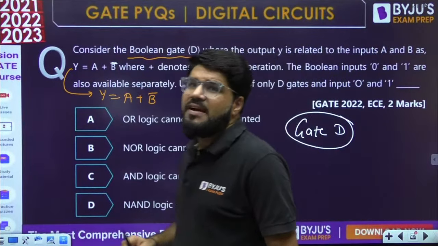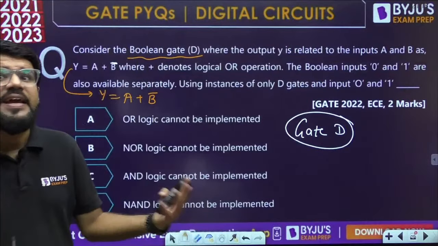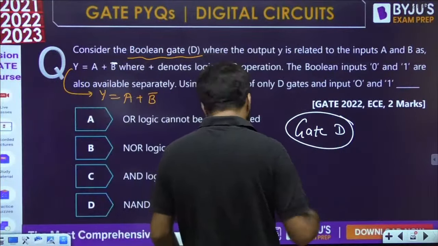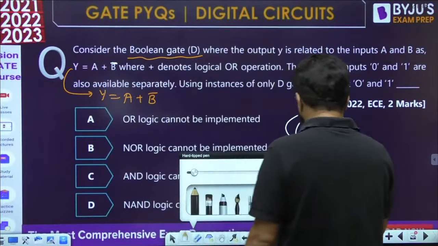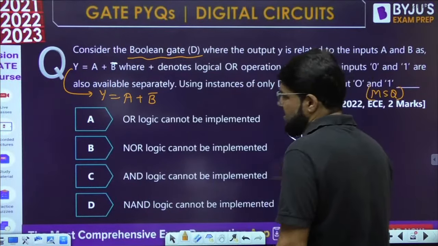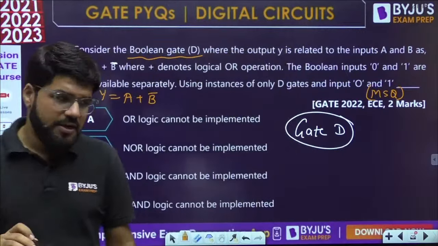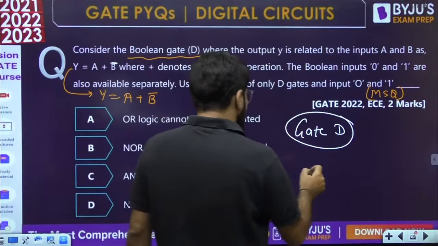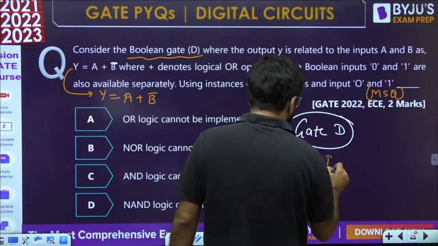Like we have NOR gate, OR gate, XOR gate, there is a gate D, a defined gate. 2022 EC, 2 marks. Let me also mention here, it is again missing, it is also an MSQ question. This one is also a multiple select question. What is this gate D? It is Y equal to A plus B bar.